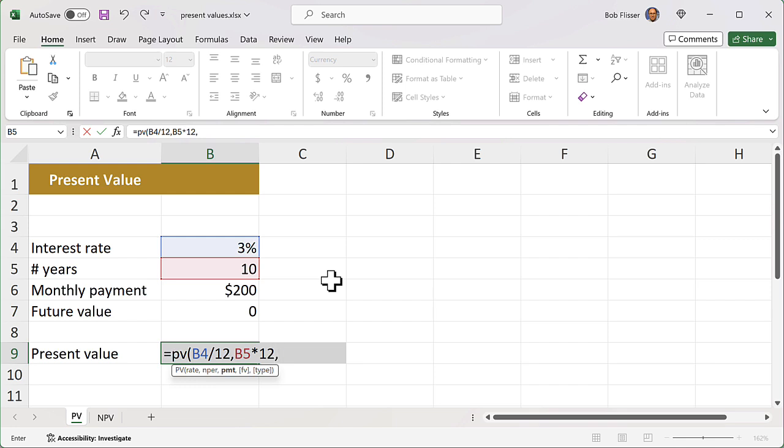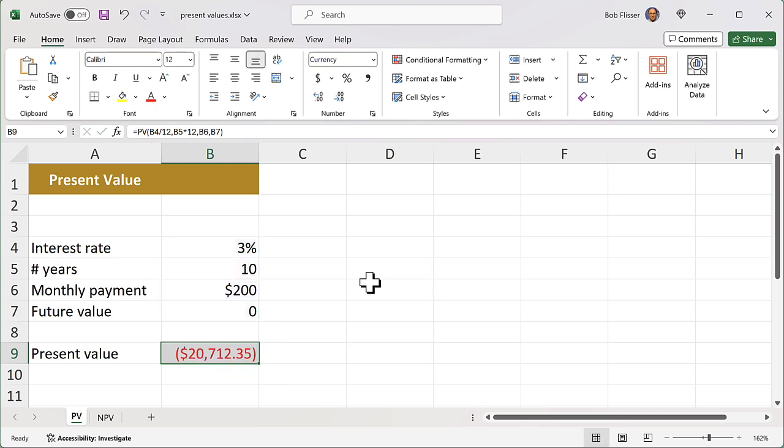So the next argument is the payment. We see it's right there. That's the 200, comma, and future value is 0. So I'm going to click that. And I'm going to Control Enter, hold down the Control key and press Enter. And we can see it's just shy of 21,000.